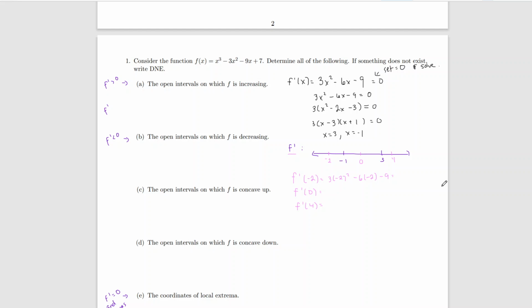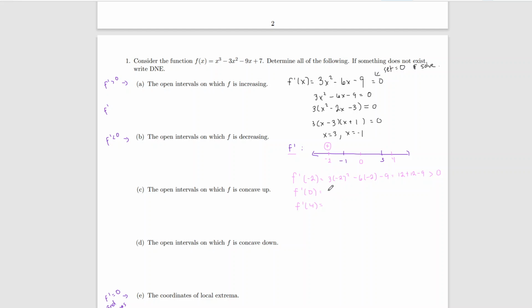-2 squared is 4 times 3 is 12. And then -6 times -2 is also positive 12. So 12 plus 12 minus 9 is positive. Now, if you want to get that absolute number, if it's 15, that's great, but we only care that it's positive. What I do on the sign chart is put a plus above -2. And then I go ahead and do the same thing for 0 and 4 and figure out whether it's positive or negative and label it appropriately.